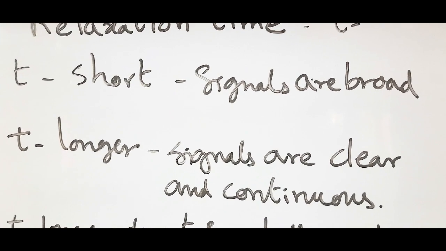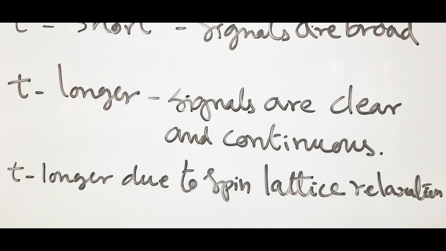Suppose the relaxation time is very short, then what happens? If the relaxation time T is very short, then the signals are very broad in NMR spectroscopy. If the relaxation time is longer, then the signals are very clear and the signals are continuously observed. See, if the relaxation time is very short, then the nuclei going to the excited state returns to the ground state quickly. Again it goes, again it comes. So the signals are very broad. The NMR spectrum cannot give useful information about the protons and the environment of the protons in the organic molecule.